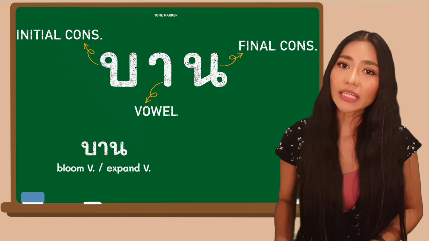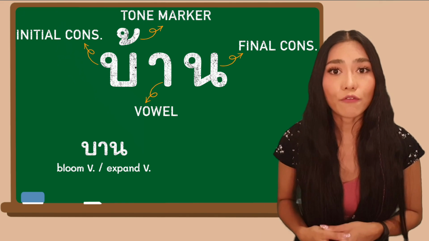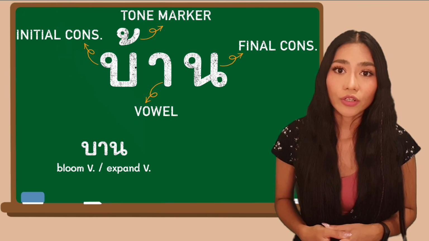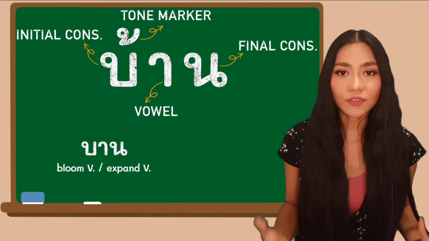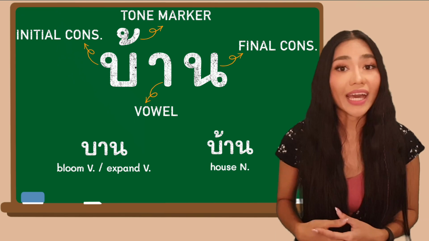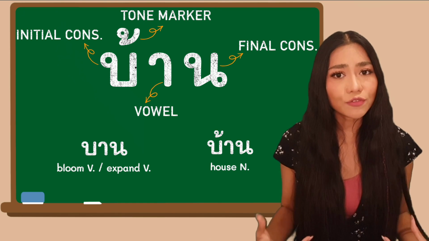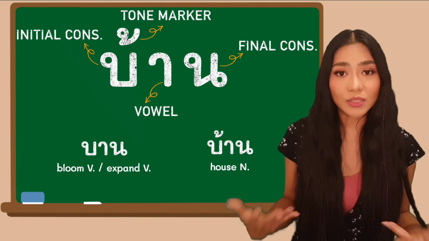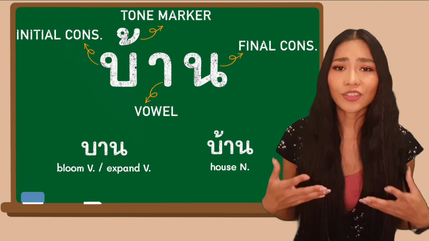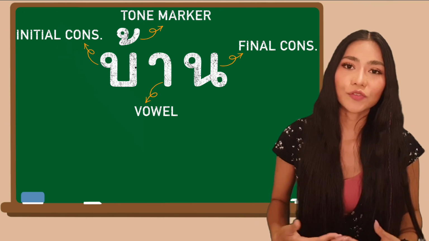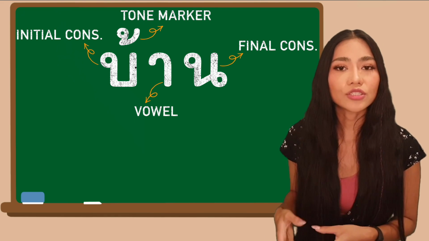And then if I put the tone marker back on top, this word becomes a falling tone. So we go from high to low. Ban, ban. That's the falling tone. Ban means a house. So you see it is a totally different meaning. Different tones mean different things. That's why tone is important and we want to pronounce it correctly. So in order to figure out the tone of a word, you need to know the value of each component.